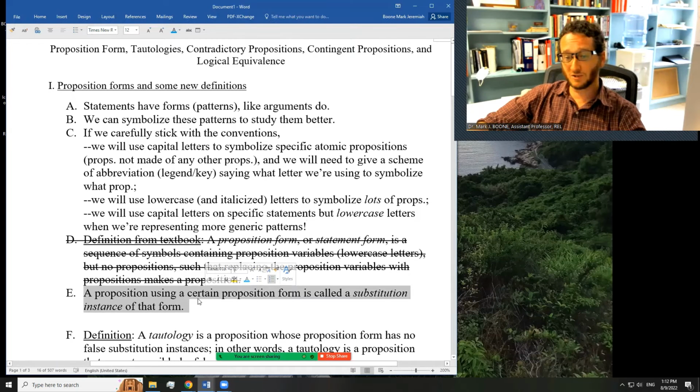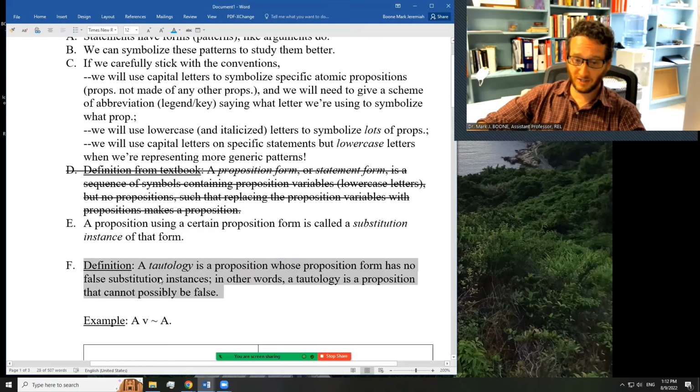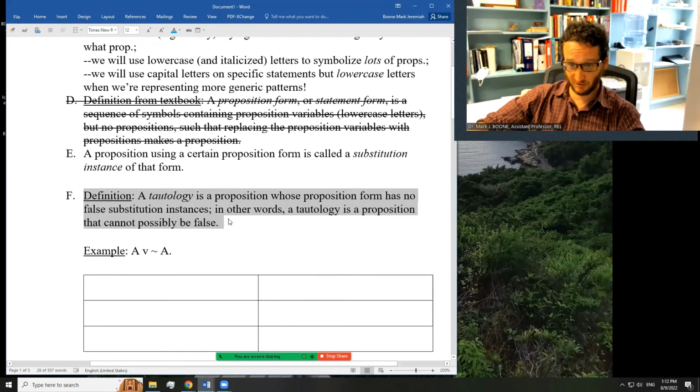Now, a proposition using a certain proposition form is called a substitution instance of that form. And now let's start getting to the point. A tautology is a proposition whose proposition form has no false substitution instances. In other words, a tautology is a proposition that cannot be false.